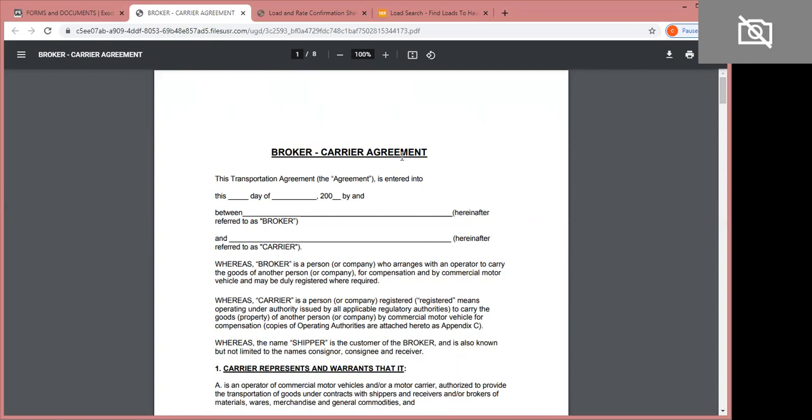So all these terms mean the same thing. I'm just telling you all the terms, so when you hear one, you'll know it means that as well. Broker carrier agreement, carrier packet, setup packet, onboard packet. Those all mean the same thing. It is just an agreement between the carrier and broker to get set up with that brokerage to move that load at that point, or future loads, as a matter of fact.